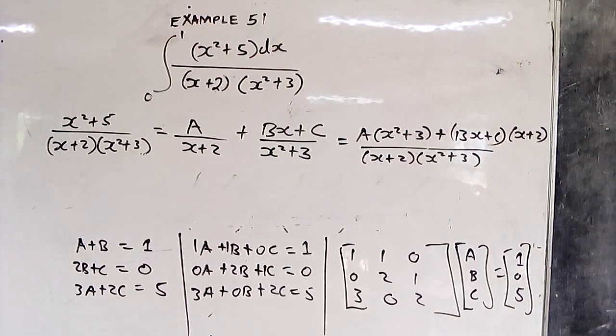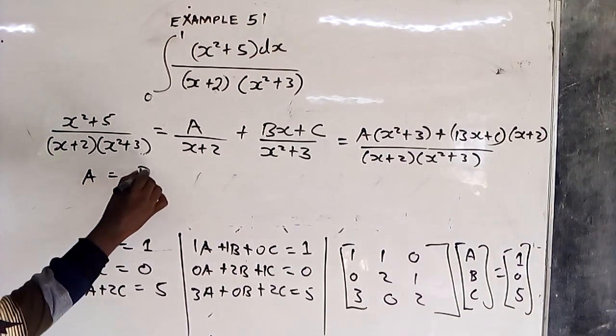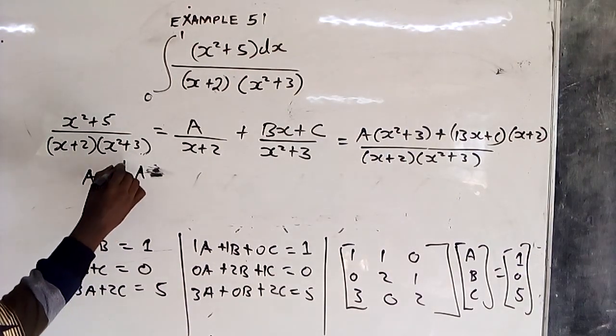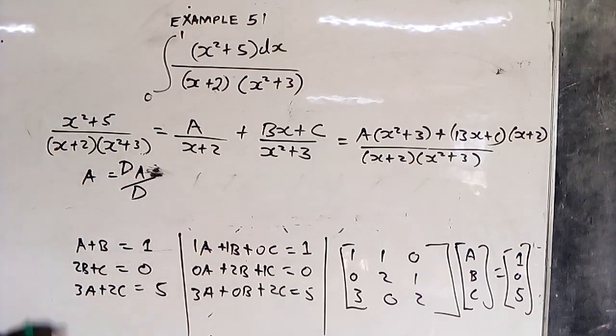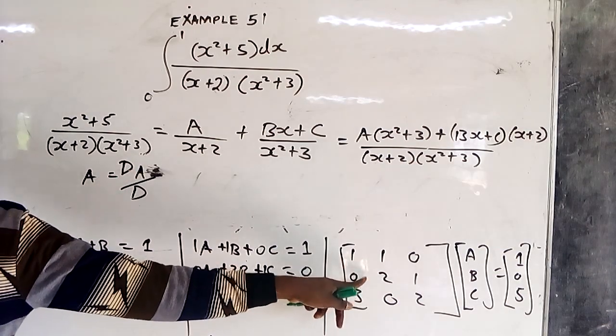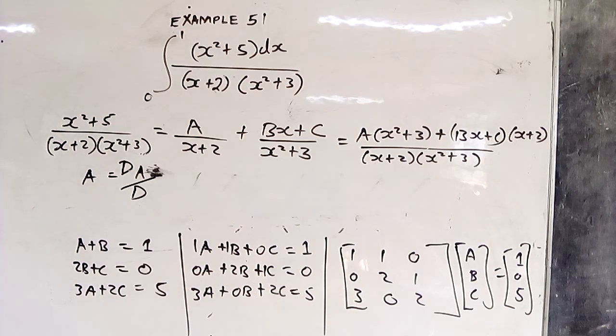So Cramer's rule: A is equal to D of A over D. So first of all, get D, the determinant of this coefficient matrix. What is D?